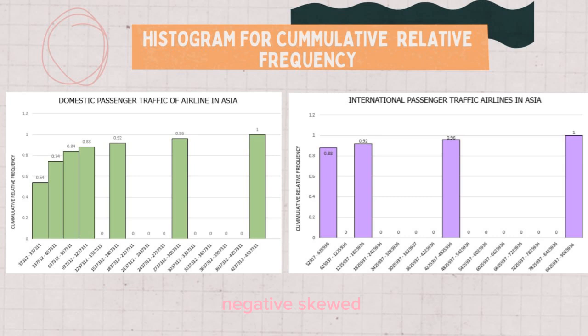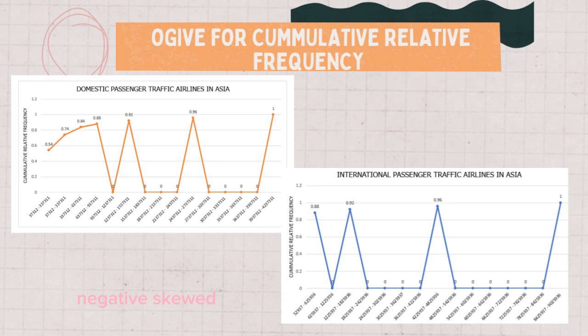Next, for the domestic and international histogram for cumulative relative frequency, it is negatively skewed because it forms along the tail from the left. Finally, as we can see, the plot experiences ups and downs as there is a zero value along the cumulative relative frequency plot. But nevertheless, both experience negative skew.